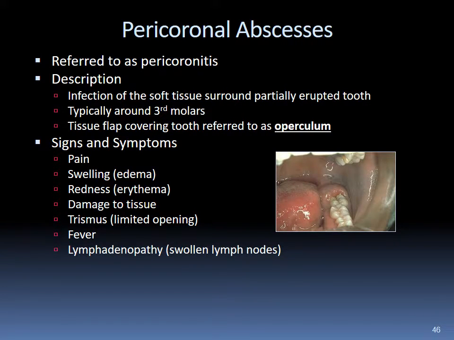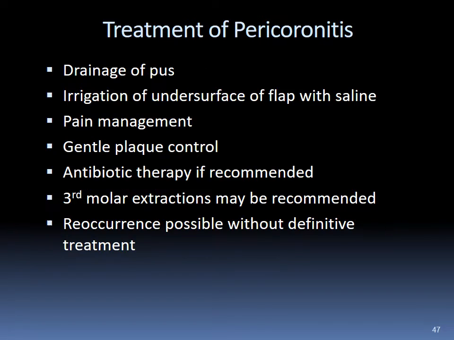Pericoronal abscesses are referred to as pericoronitis. This is an infection of the soft tissue surrounding a partially erupted third molar tooth. The tissue flap covering the third molar is called the operculum. Symptoms include pain, swelling, redness, tissue damage, trismus, fever, and lymphadenopathy. Pericoronitis treatment includes the following: drainage of pus, irrigation of the undersurface of the flap with saline, pain management, gentle plaque control, antibiotic therapy, and third molar extractions may be recommended. Reoccurrence is possible without definitive treatment.